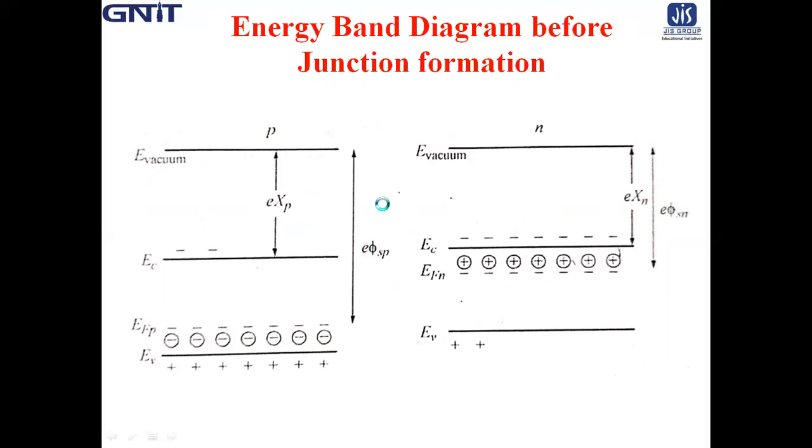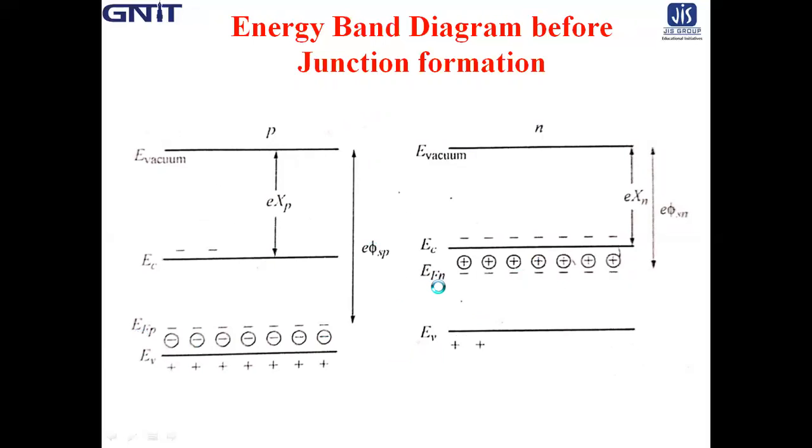So this is the energy band diagram. This side is P side and this side is N side. And this is the energy band diagram of separate P and N type semiconductors, where in the P type semiconductor the Fermi level is denoted as EFP, and in N type semiconductor the Fermi level is denoted as EFN.